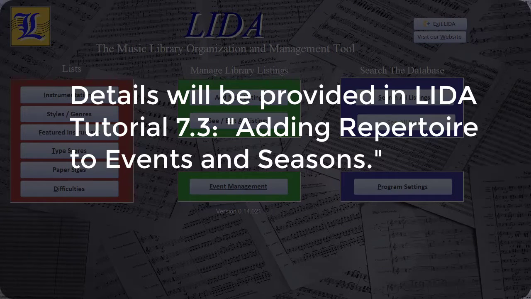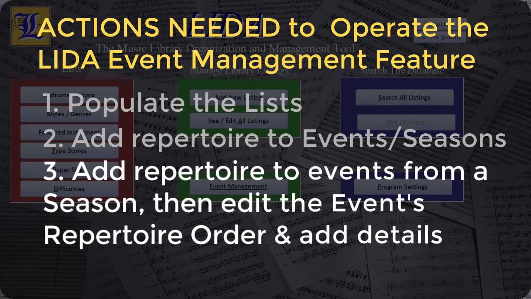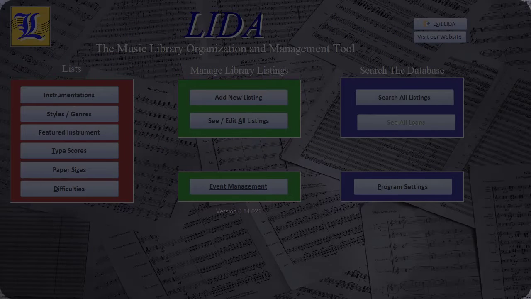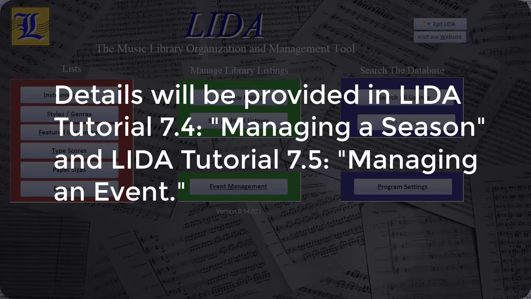The third phase in operating the Events Management feature is to use the Season Repertoire to assign listings from a season to an event, and then edit the repertoire of that event to put the listings in the proper order and add additional information. We'll get into much more detail about how to do this and why you should do it in Tutorial 7.4, Managing a Season, and Tutorial 7.5, Managing an Event.